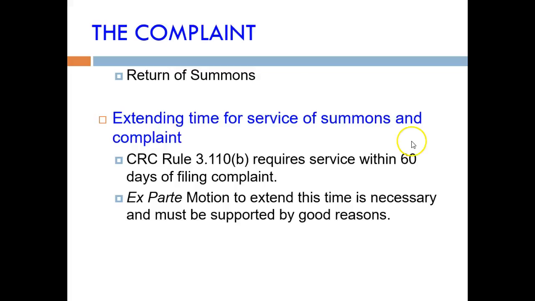Now, when it comes to service of the summons and the complaint, there was a lot of times where people would file complaints and then never serve them. They were doing that because they wanted to stop a statute of limitations from running against them, but they didn't want to serve it because they didn't know whether they really wanted to sue the person. Courts didn't like that because they would end up with just a whole bunch of complaints that had never been adjudicated, just sitting there doing nothing.